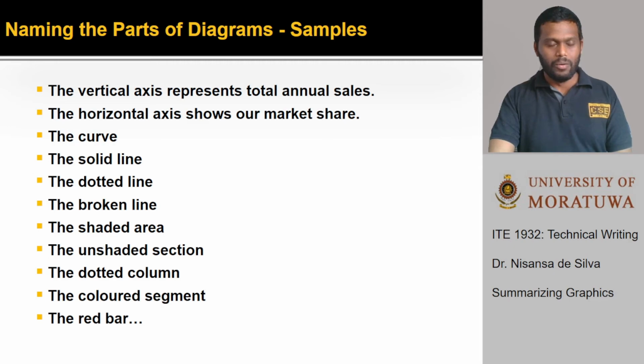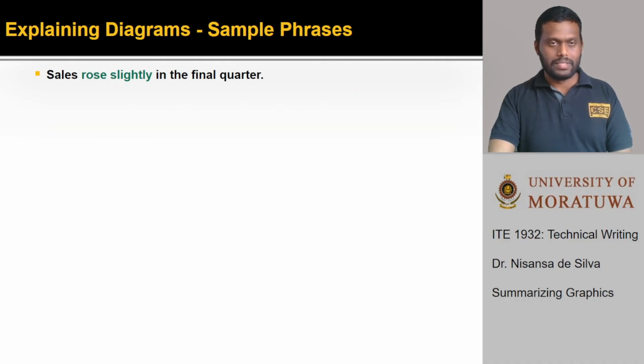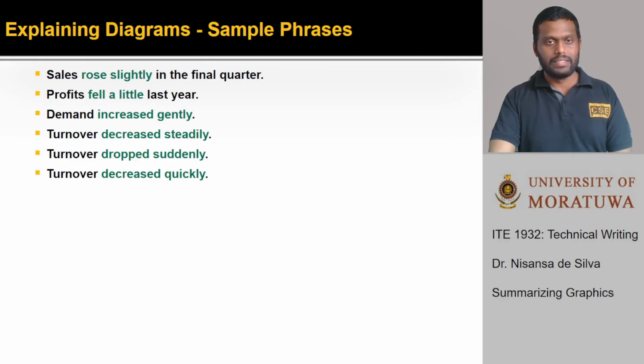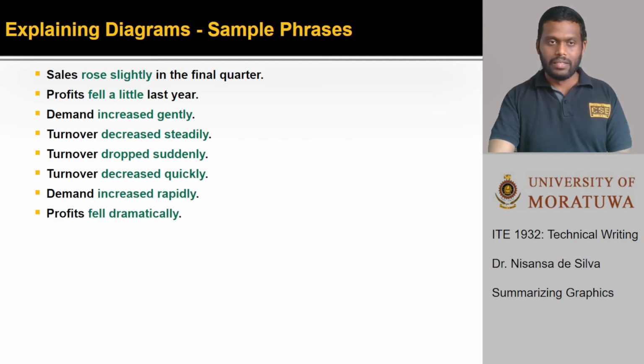Now let's see, once you have the idea, once you have the component, how to describe example phrases. Remember, you are not going to say the line went up or the bar is higher. You are going to say sales rose slightly in the final quarter. Profits fell a little. Demand increased gently. Turnover decreased steadily, suddenly, quickly.